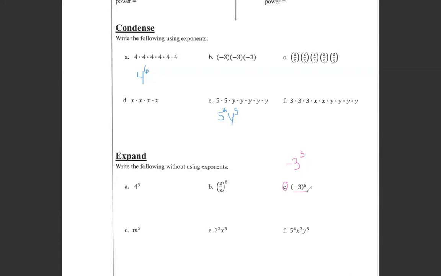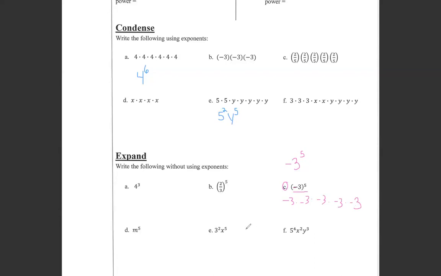Because in this one, you are actually taking the negative to the 5th power. In this one, you are not. One has a negative, one does not. So just be very careful with that. So this one, we're going to do -3 times itself 5 times. So -3 times -3 times -3 times -3 and times -3, 5 times.